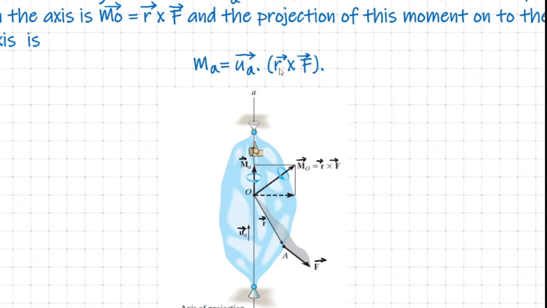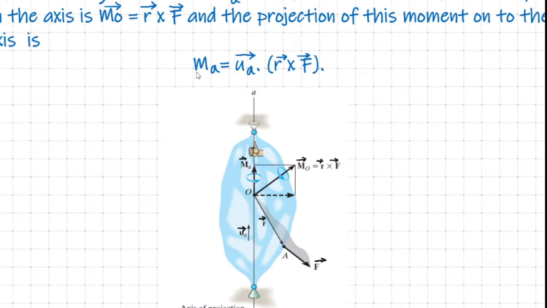And what is R? R is the position vector that is drawn from any point on the axis A to any point on the line of action of the force F. So you can choose any point on the axis, and from this point you can draw a position vector to any point on the line of action of vector F. Please remember, this is a dot product, so the answer is a scalar, and M_A here is simply the magnitude of the moment produced by vector F about the axis A.